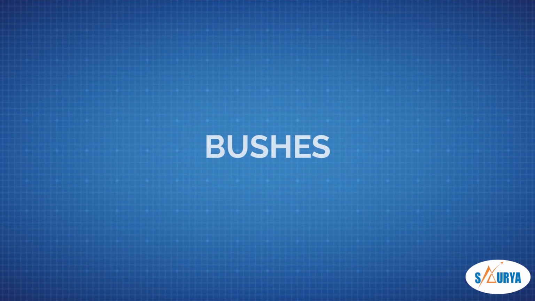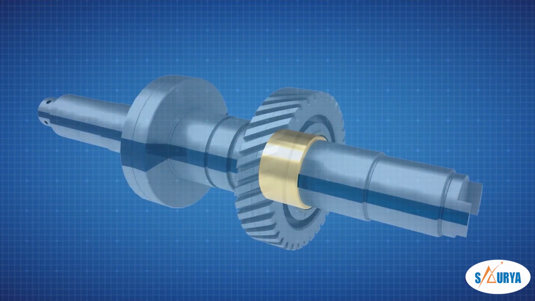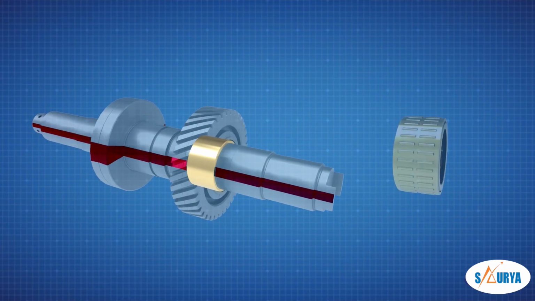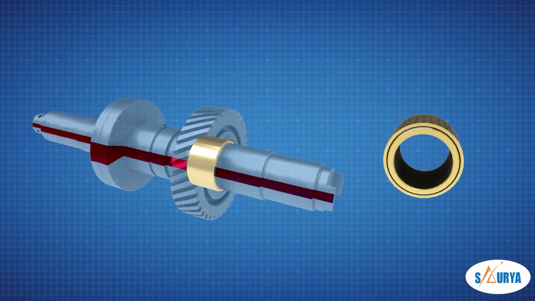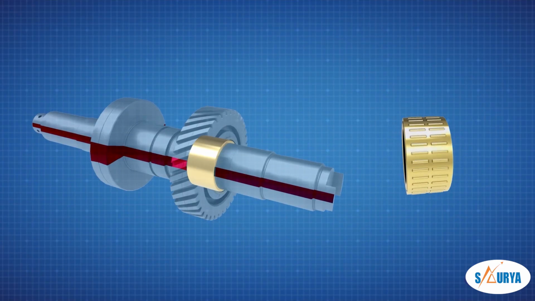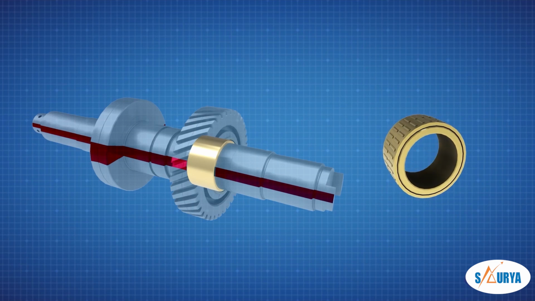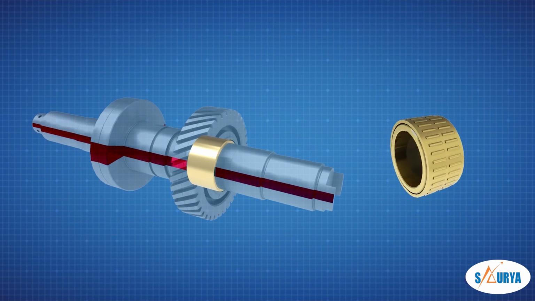Bushes. Bushes are cylindrically shaped and held in place by press fit. Since bushes are typically made of a soft metal, they act like a bearing and support many of the rotating parts. It takes the radial load.